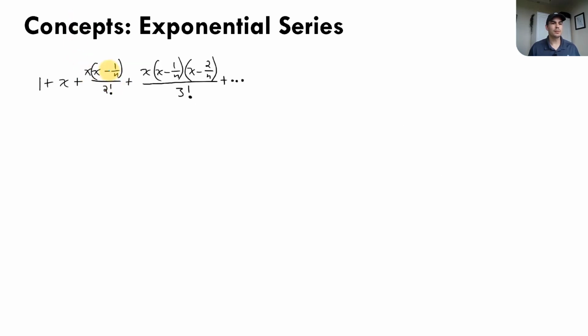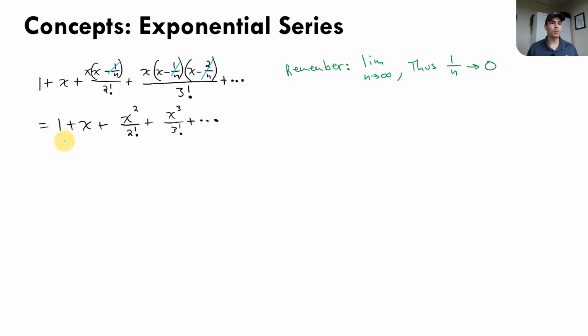Okay, bring it back up. This was what we had at the bottom of the last slide. Now remember, this is in the context of the limit as n approaches infinity. Therefore, all of these terms with n in my denominator are going to approach 0. So this will approach 0, this will approach 0, this will approach 0. Now I'm just left with x terms being multiplied in my numerators. So when I simplify this, I'll have 1 plus x squared over 2 factorial plus x cubed over 3 factorial, and so on.